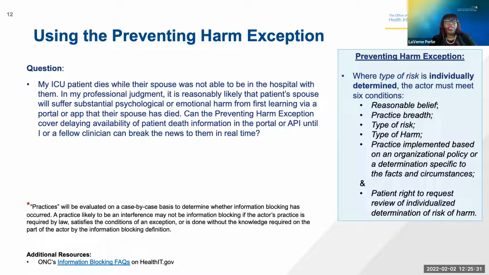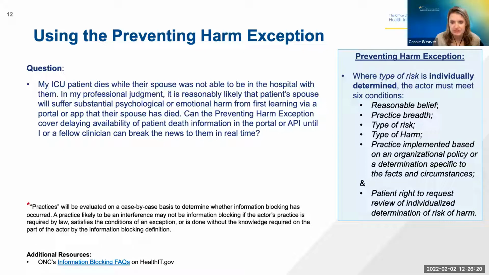My ICU patient dies without their spouse, and their spouse was not able to be in the hospital with them. In my professional judgment, it is reasonably likely that the patient's spouse will suffer substantial psychological or emotional harm from first learning via a portal or an app that their spouse has died. My question is, can the preventing harm exception cover delaying availability of patient death information in the portal or application programming interface until I or a fellow clinician can break the news to them in real time?